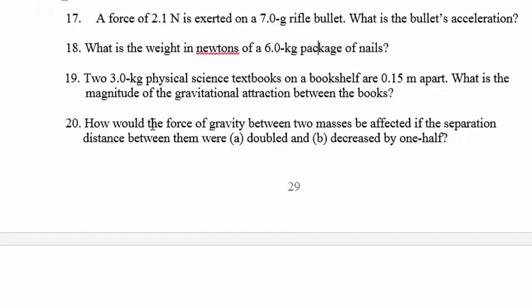In question number 20, how would the force of gravity change when the separation distance doubles in part A, and if it decreased by 1/2 in part B? We call this the inverse square law. So if you double the distance, the force will decrease by the inverse of the factor squared. So double means you multiply the distance by 2, so the force will decrease by 1/2 squared, which means 1/4. Now in part B, if you decrease the distance by 1/2, the force will increase by the inverse of 1/2, which is 2 squared. So the force will increase 4 times.